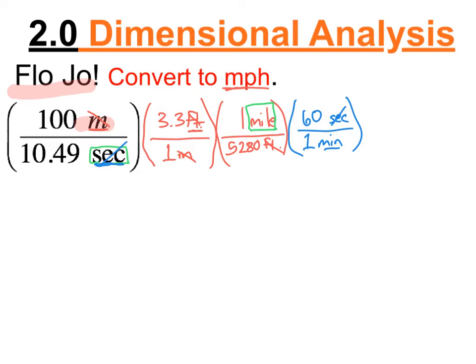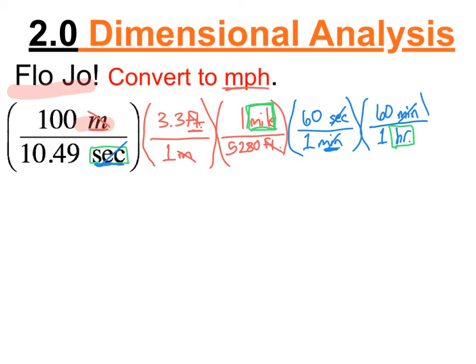All right. And then minutes, again, minutes is on the bottom. So what do I have to do to get rid of minutes? I need to put minutes on the top. And so now I know there are 60 minutes in 1 hour. All right, and minutes will cancel. And now, take a look, I now have hours on the bottom. And again, I have miles on top. And miles divided by hours is exactly miles per hour.